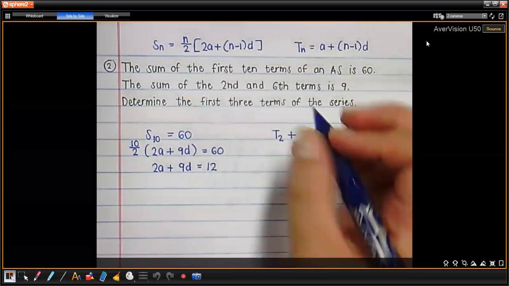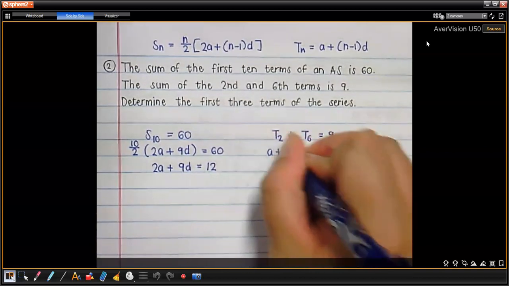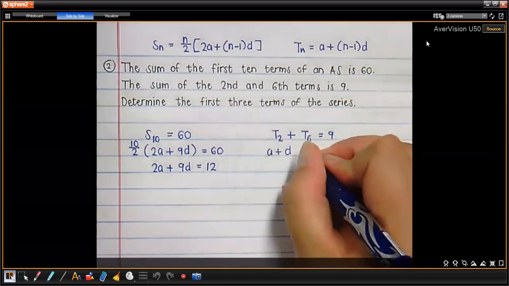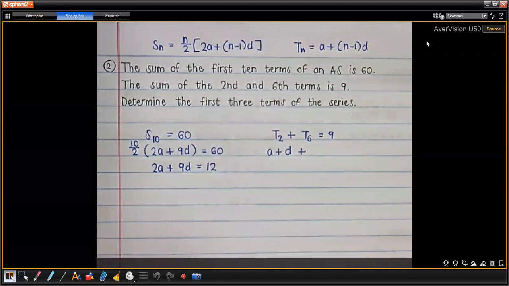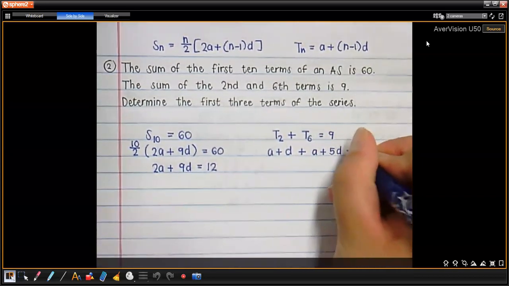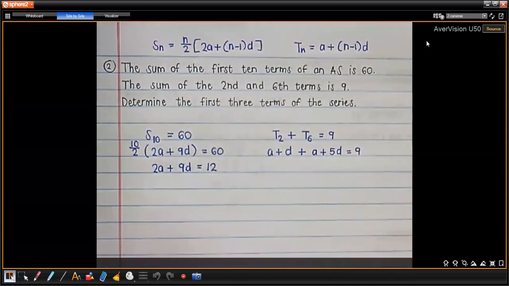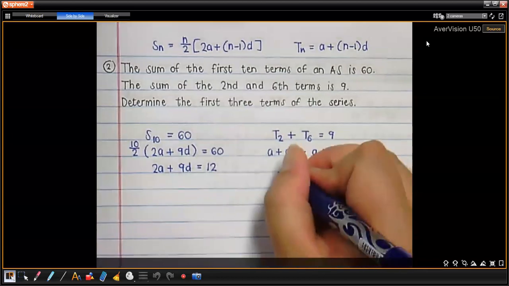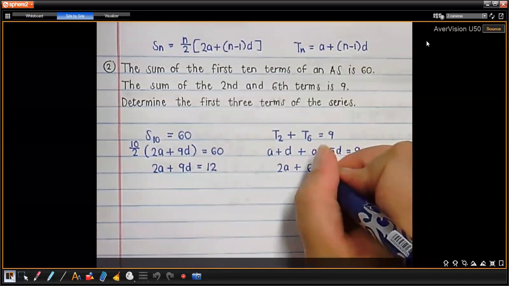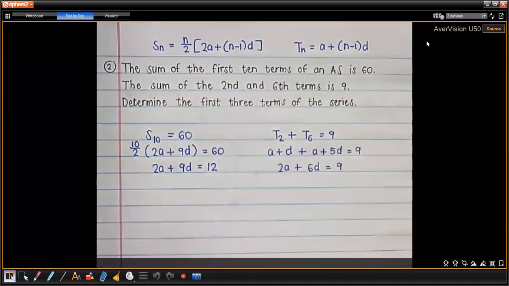Now term 2, I'm going to have to write as a plus 1b, 2 minus 1b, right? Plus term 6, how can I write that? Term 6 is a plus 5d. And that is equal to 9. Since we have like terms, let's add them together. A plus a is 2a. Plus d plus 5d is 6d. And that is equal to 9.